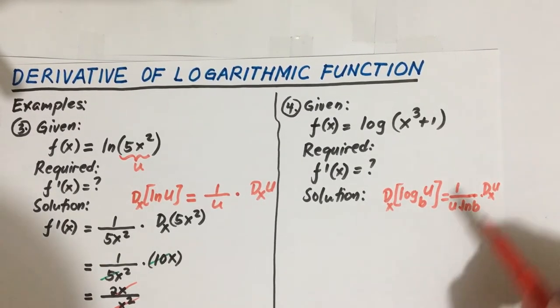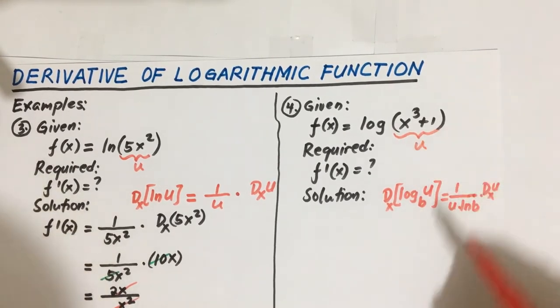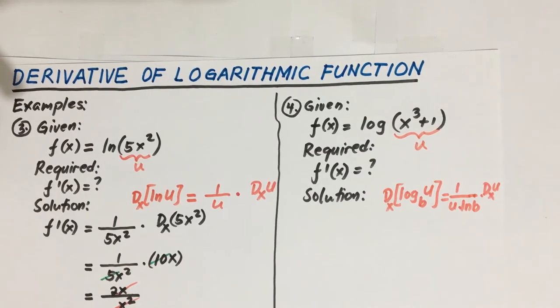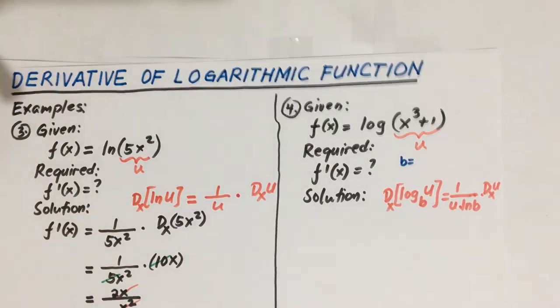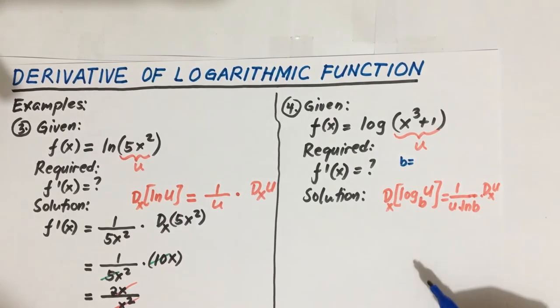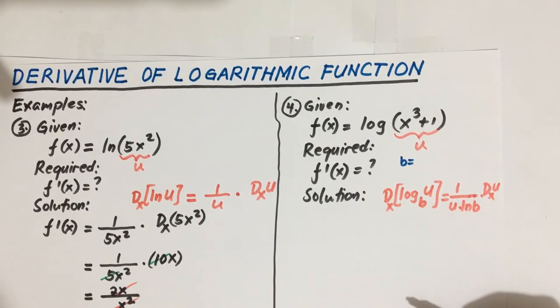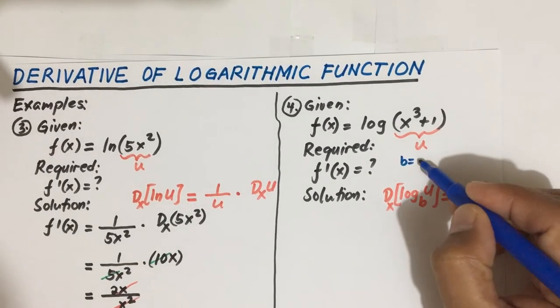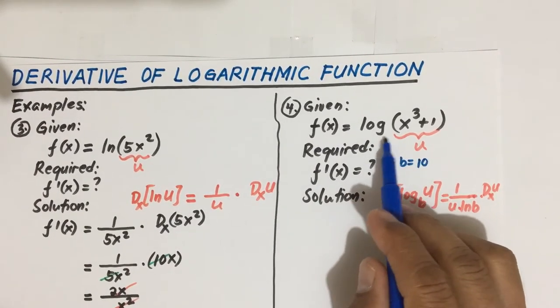Now our u here is this one. How about b? So what is our b? So if you look at the given, there is no b in our given. So as mentioned at the beginning in our discussion on the concept of the logarithm, if you cannot see any base of the given logarithmic function, that is understood to be 10. Alright, so this is understood to be base 10.